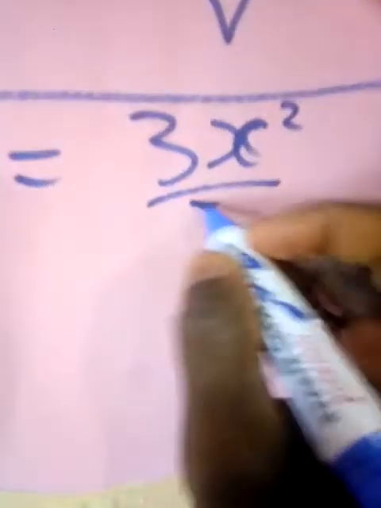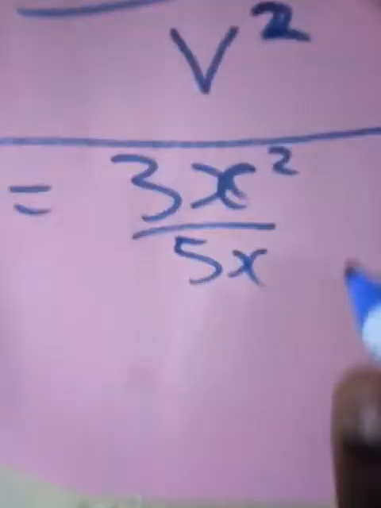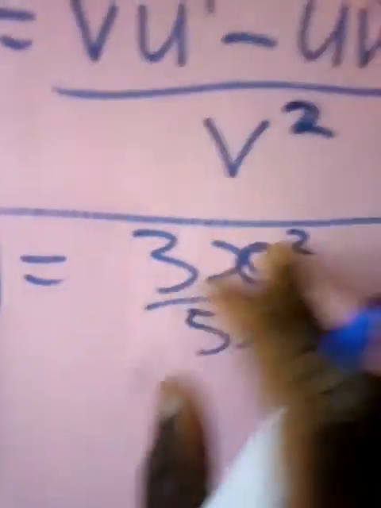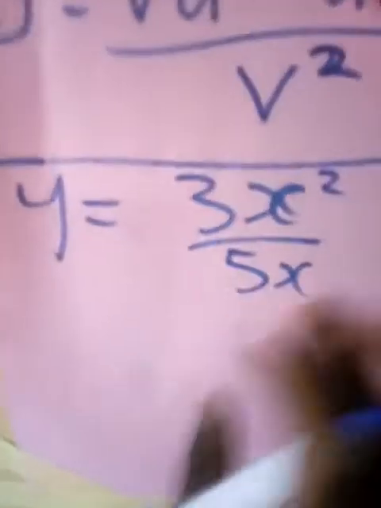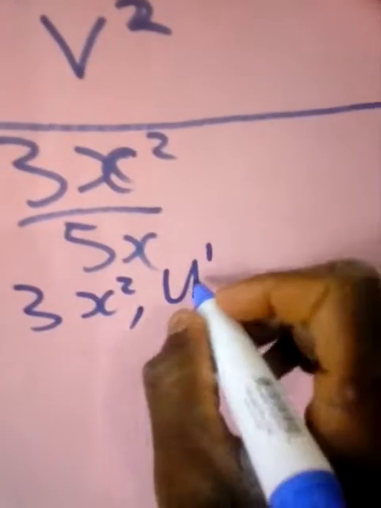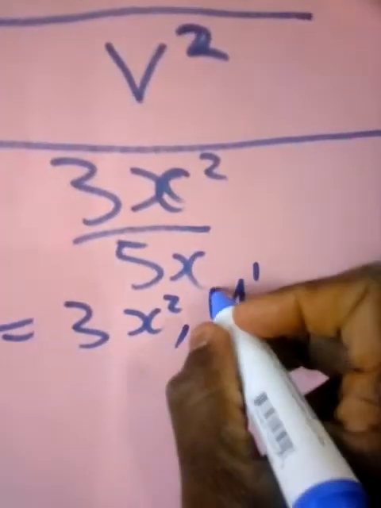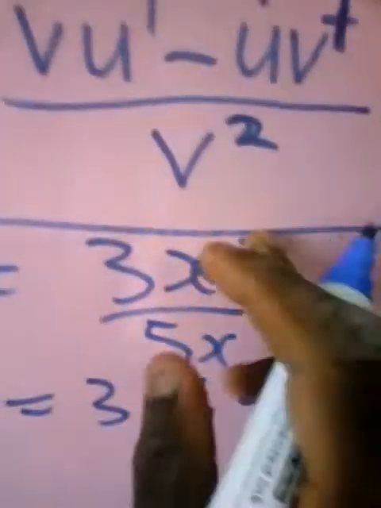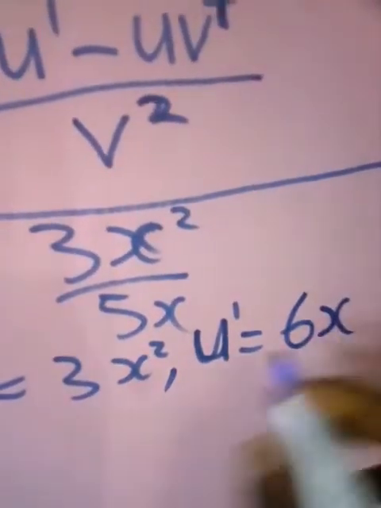Assuming I am given y is equal to 3x squared divided by 5x. So I'm going to put the numerator as my u and the denominator as my v. So my u is going to be equal to 3x squared, and my u prime is going to be equal to, remember the power rule, power come down, power go up minus 1. So 2 will come down, give me 2 times 3, that's 6x, power go up minus 1, 2 minus 1, 1.